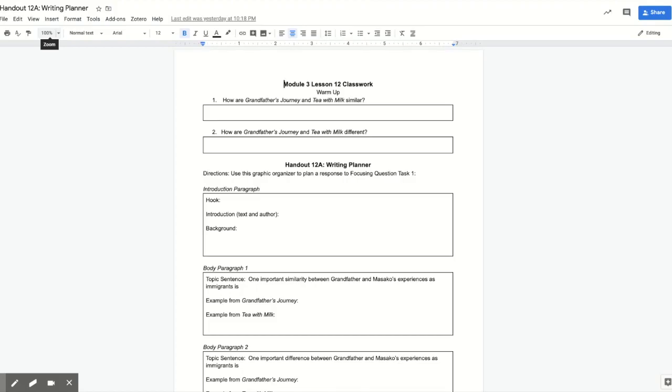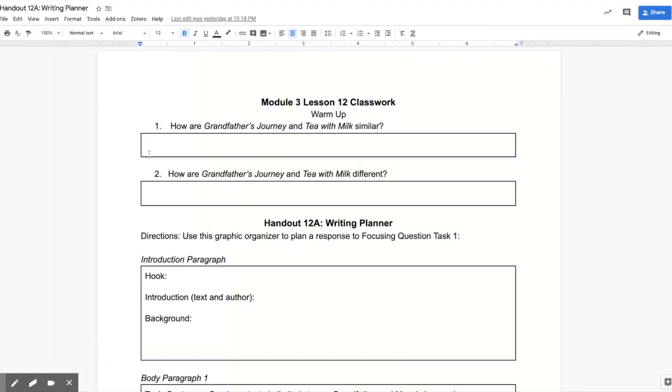All right, so here is the bulk of your work today. It is your classwork and it is your writing planner. Just like how we do in class, before we begin writing our essays, we always need to plan our writing so that we can organize our thoughts and finalize what we are going to write, okay?